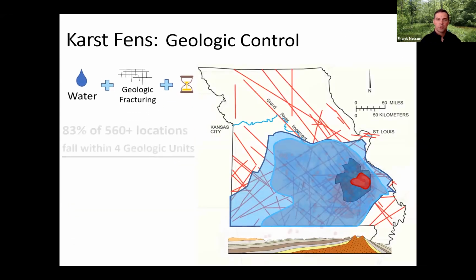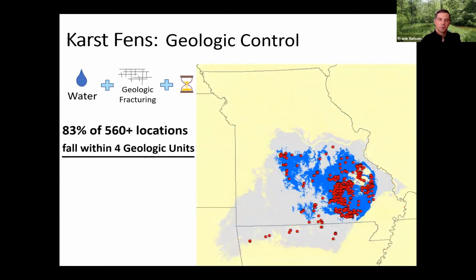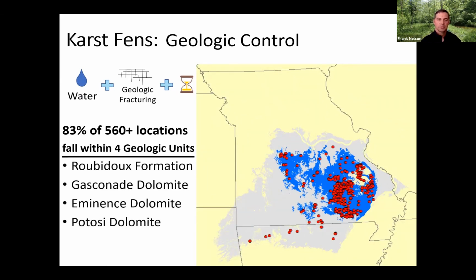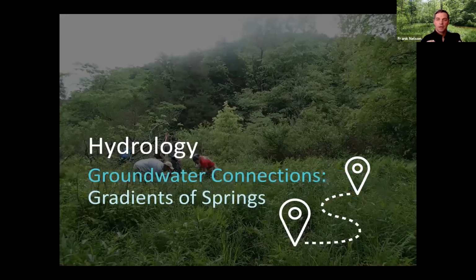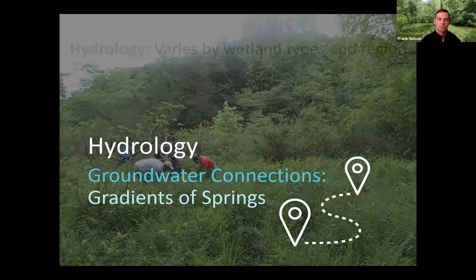And so when we think about karst fens, there is definitely a geologic control. 83% of the 560 plus known locations of fens in southern Missouri fall within 4 geologic units: the Roubidoux Formation, the Gasconade, Eminence, and Potosi Dolomite. And so it really does fit this model quite nicely. Thinking about how this geology is Swiss cheese, that bleeds into the hydrology and this groundwater connection and this gradient of springs.